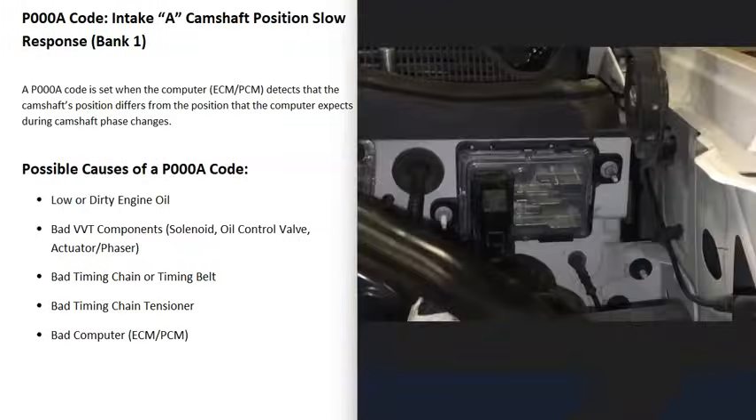And the last thing on the list is going to be a bad computer, and this is going to be like a bad engine control module or a bad powertrain control module or something like that. And this isn't too common. Usually when you get a P000A code, it's going to be something else. It's fairly rare for some kind of issue to be going on with the computer, but it is possible that there is some kind of issue going on with the computer. So the last thing on the list is going to be a bad ECM or PCM.